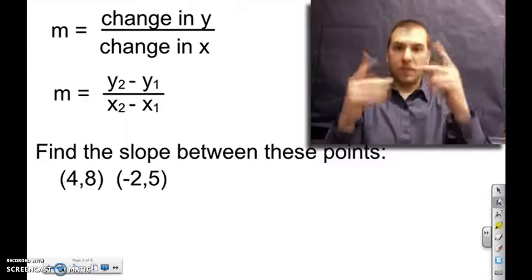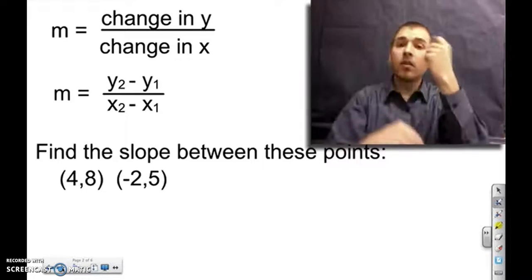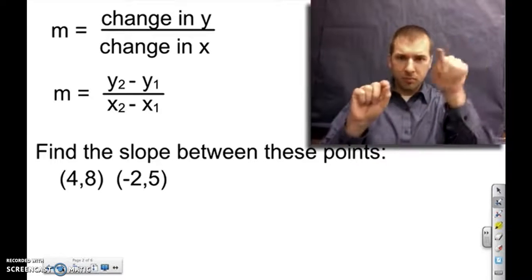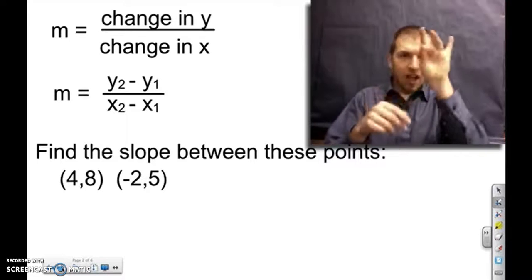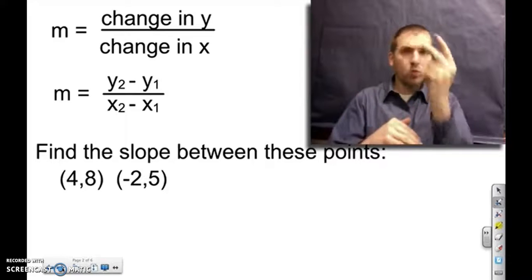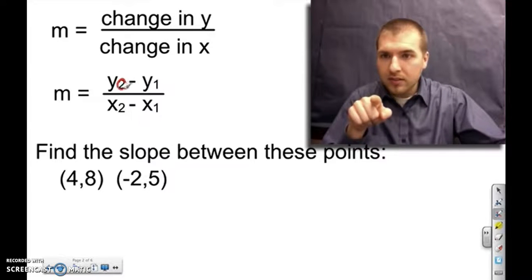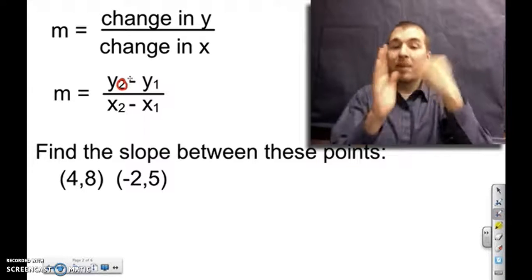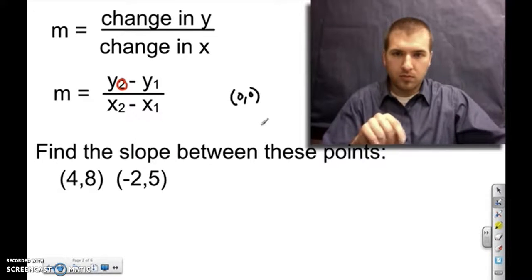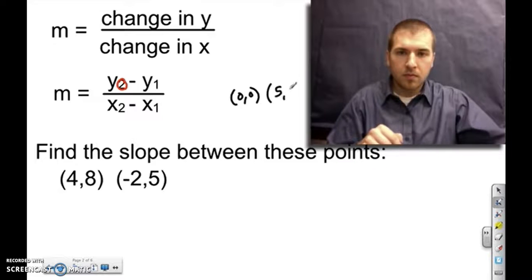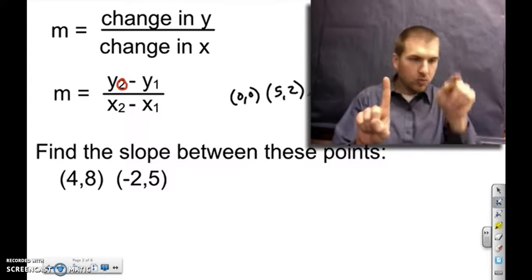The next thing: remember, m equals the change in y over the change in x, the up and down and the left and right. Sometimes we'll have 2 points, and there's an equation to help figure out your slope. It's m equals y2 minus y1 over x2 minus x1. The 2 doesn't mean the second point. Say the first point is 0, 0, and the second point, let's make something up, is 5, 2.